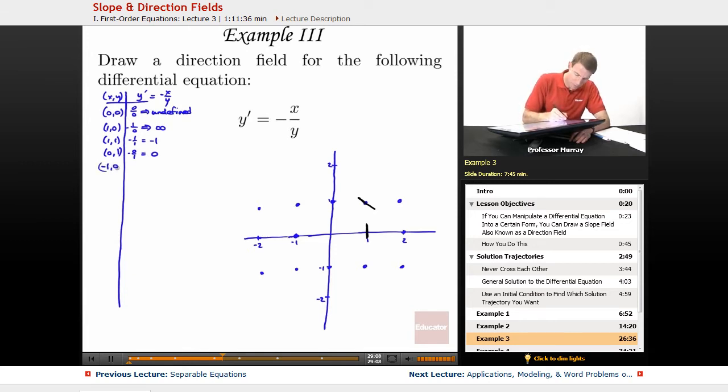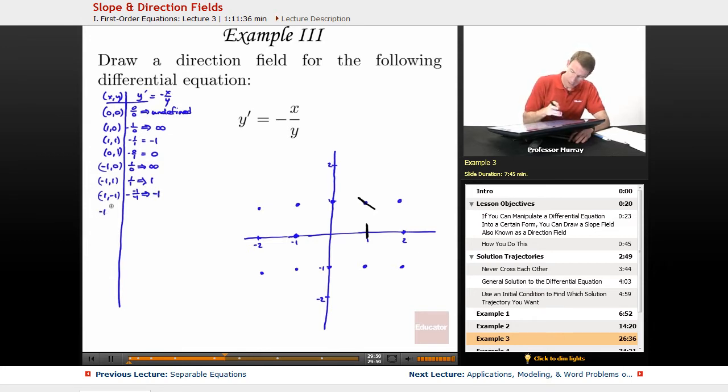Negative 1, 0 gives me 1 over 0, which I think of as being infinity, so that's going to be another vertical line. Negative 1, 1 will give me 1 over 1. Plugging that in, that's going to give me 1. Sorry, -1, -1, let me write this out. There's so many negative signs, it's hard to keep track. Negative, -1 over -1. 3 negative signs will give me -1.